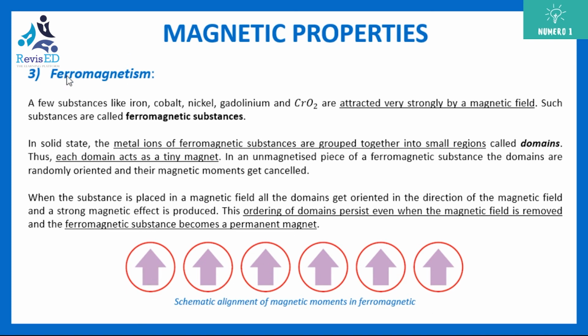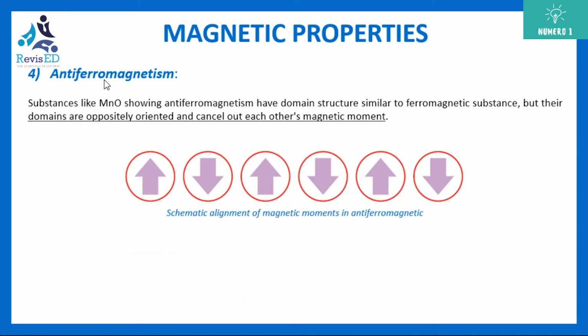Now, apart from this, we have antiferromagnetism. Antiferromagnetism is where the domains are present, but the domains are cancelling each other's effect. You can see this is upward, downward, upward, downward, upward, downward. So here the net effect is cancelled. The domains are oppositely oriented and cancel out each other's magnetic moment. So here there is no magnetic moment, that is antiferromagnetism.